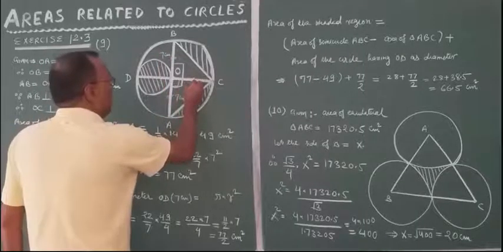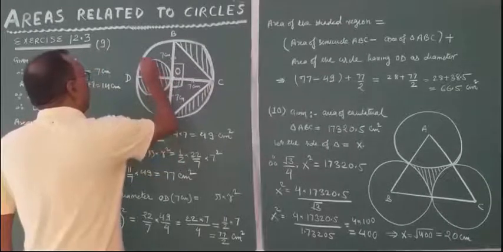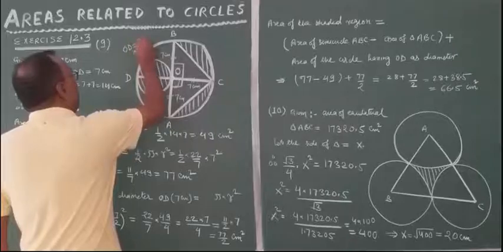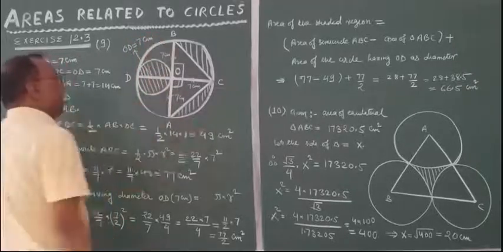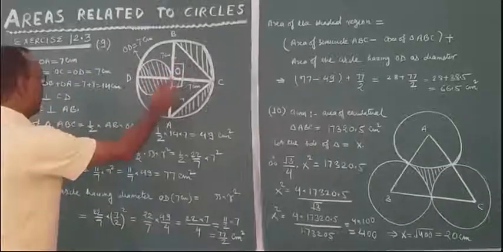This OC will also be 7 centimeter, and this OD will also be 7 centimeter. Okay, given OA is equal to 7 centimeter. Therefore, OB is equal to OC is equal to OD. They will also be 7 centimeter.